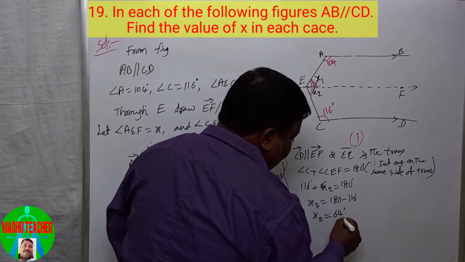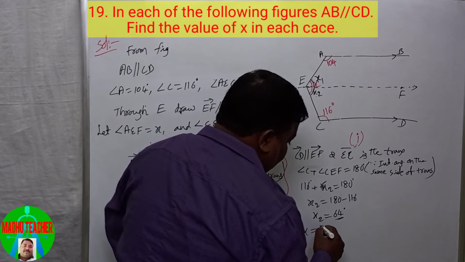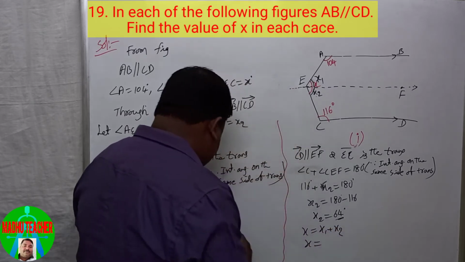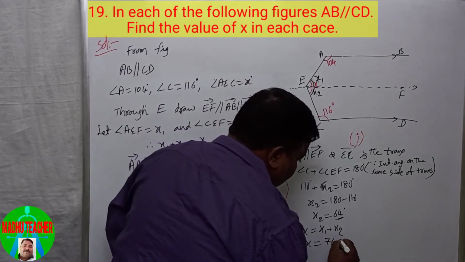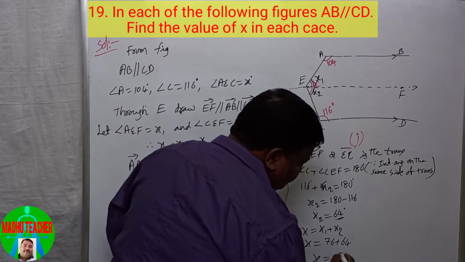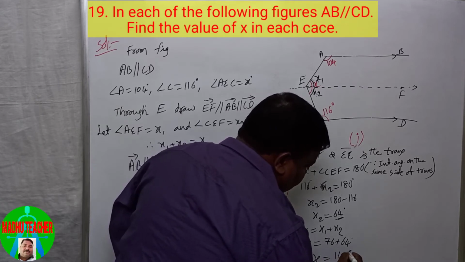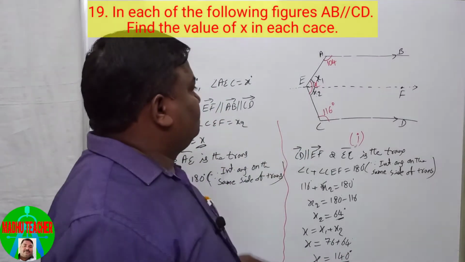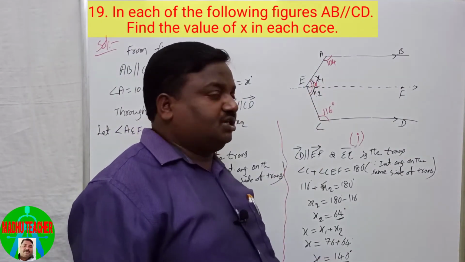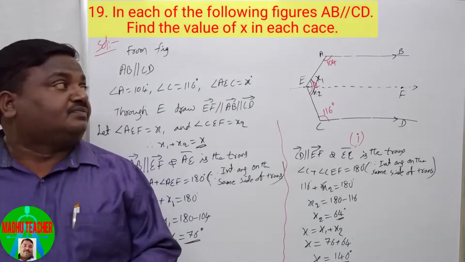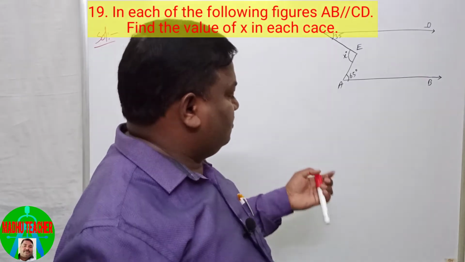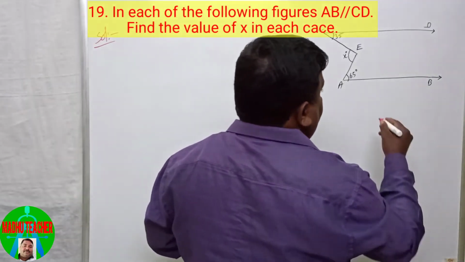64 degrees. So x equals x1 plus x2. So that is x equals x1, which is 76, plus 64. So that is x equal to how much? 140 degrees. So x is x1 plus x2, the sum of these two is x. That is x equal to 140 degrees. So that was the first figure. Next is the second figure.